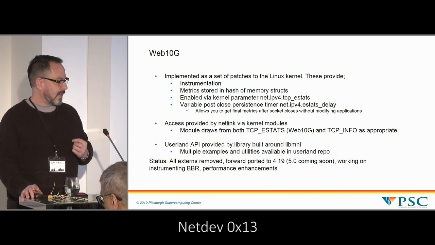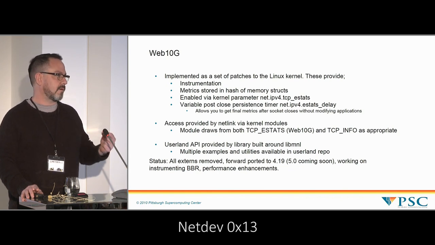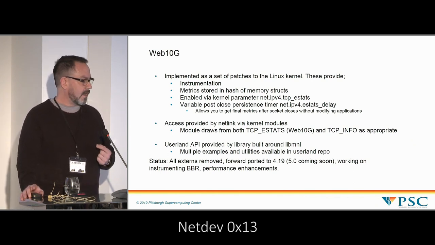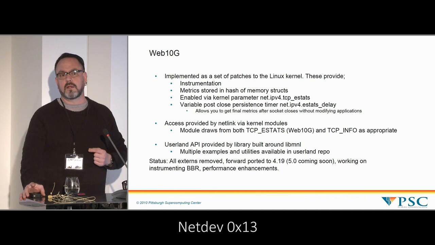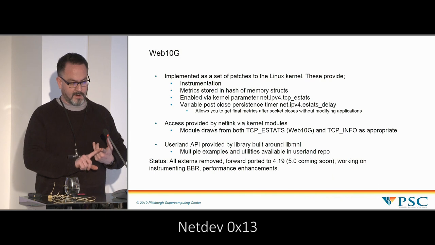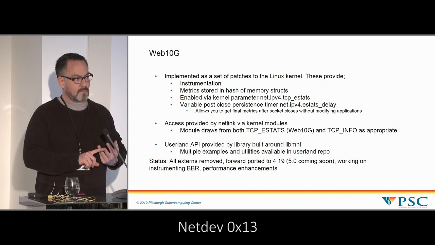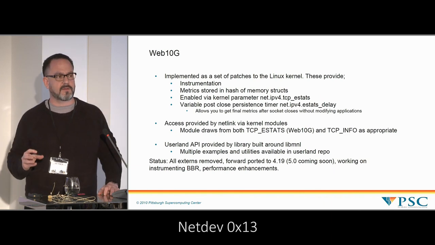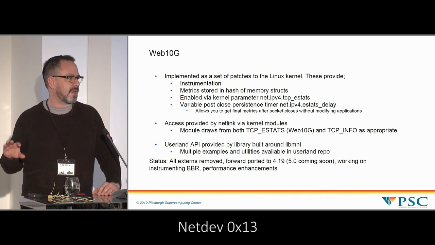Finally, we have a userland API that's built around libmnl. That allows us to get the information directly out of the kernel via netlink into userland so we can do something productive with it. We have multiple examples and utilities that are provided in the userland library. These allow you to directly access all of the information provided by TCP info and TCP estats. One of the interesting things about it is that you can actually get information on any application that's running where you have rights to that socket.